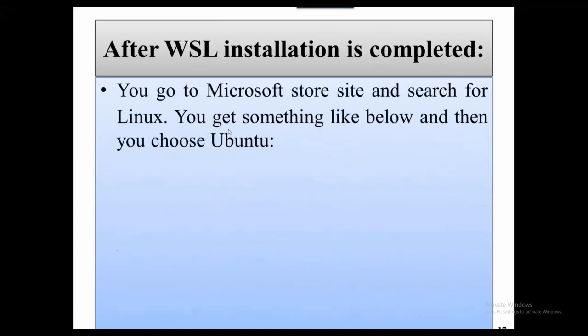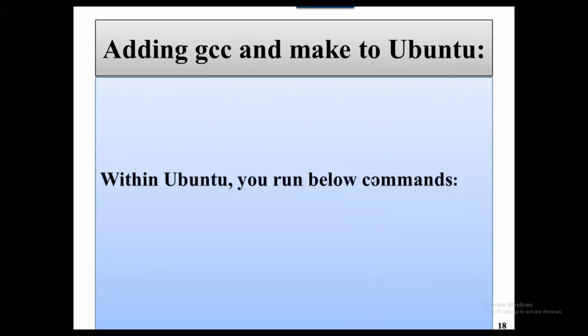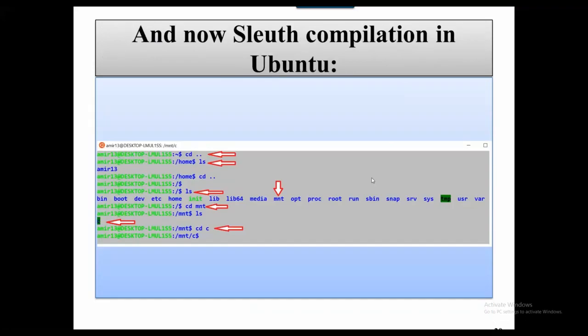Now you go to the Microsoft Store site and search for Linux. You get something like before, like choose Ubuntu, this one over here. Click on it, and the software is installed for you, which looks like this. And when you click on the icon of the software, you might be presented with a window looking like this one.